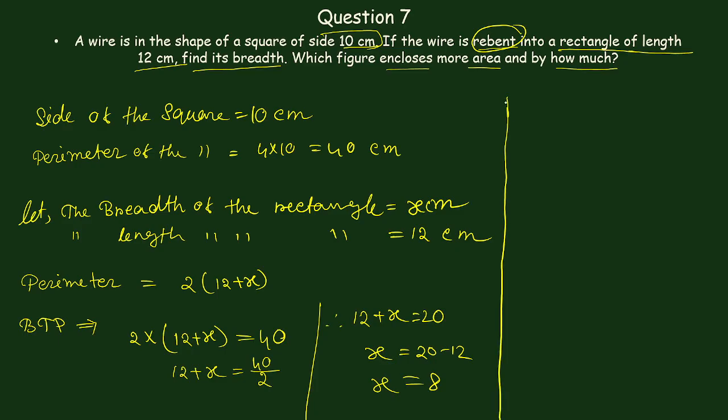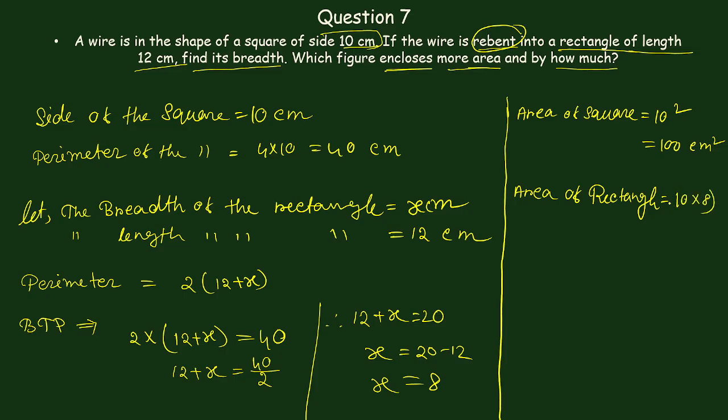Now the last part of this question, that is which figure encloses more area. So you need to find out the area. So area of square, that will be 10 square, that is 100 centimeter square, and area of rectangle, that is 12 into 8, that is 96 centimeter square. Now which is more? Obviously square is more, and by how much?